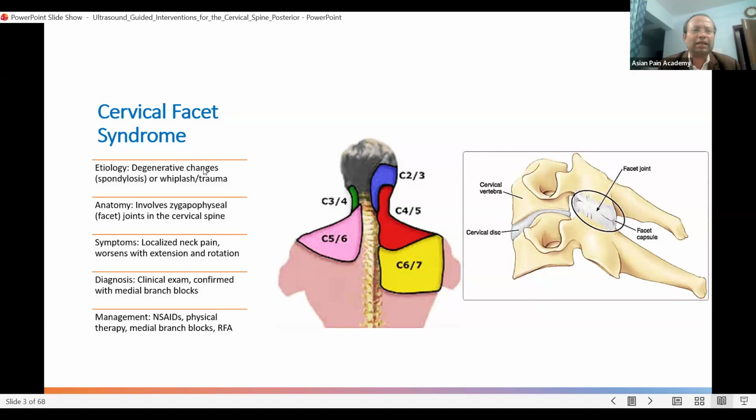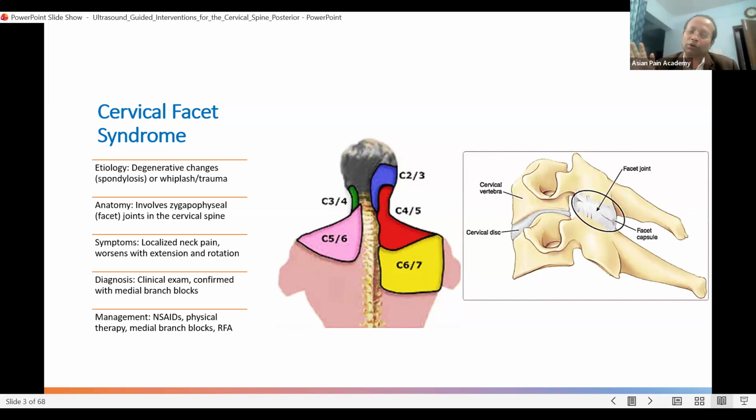So here, as I told you, cervical facet syndrome can be degenerative or trauma also. With trauma, there is a specific type of trauma called whiplash injury or whiplash associated disorder. Remember, whiplash injury is very common in accidents, but don't think accident means whiplash injury. Whiplash means a mechanism of injury when there is a forced extension and then forced flexion.